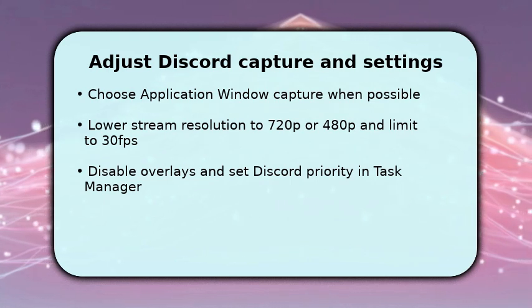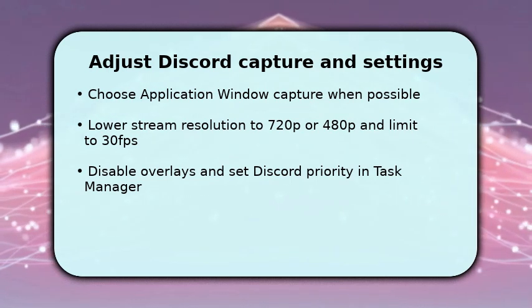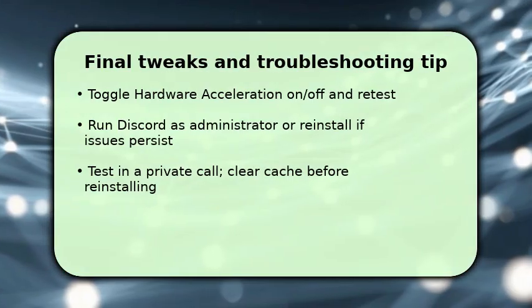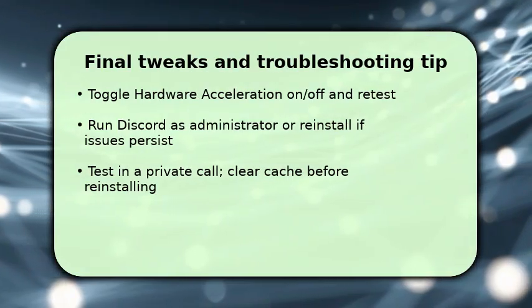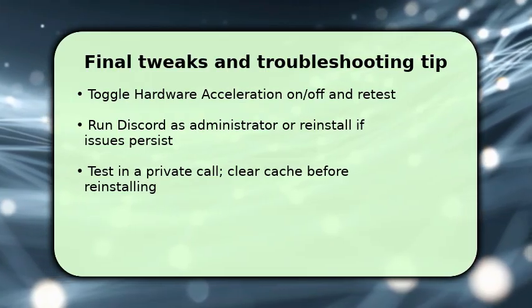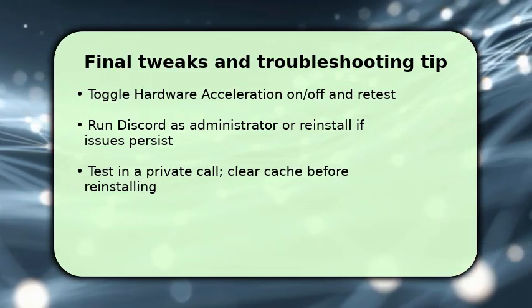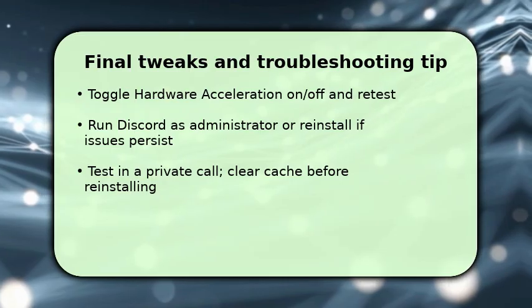Finish by testing encoder paths and permissions so captures are stable. Toggle hardware acceleration in Discord settings. If it's on, try off and vice versa, because some GPUs handle Discord encoding poorly unless swapped.